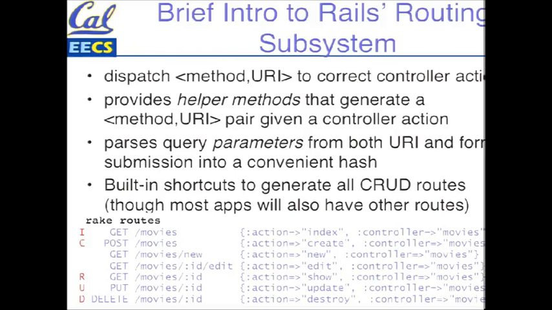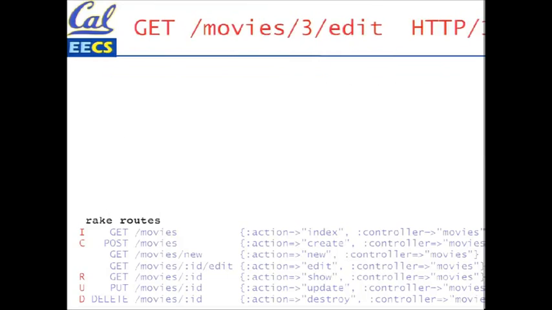There are also built-in shortcuts provided by the routing subsystem to generate CRUD routes. Why for CRUD routes? Because CRUD routes are fundamental. Any application that manipulates persistent models at some point is going to have to be able to do CRUD on every model. So it makes sense to have a shortcut that, with one line of code, gives you routes for all of the CRUDs. What would be an example of this? Suppose we get a request from the web browser that says GET /movies/3/edit. What's going to happen, assuming the routes are as displayed down here?